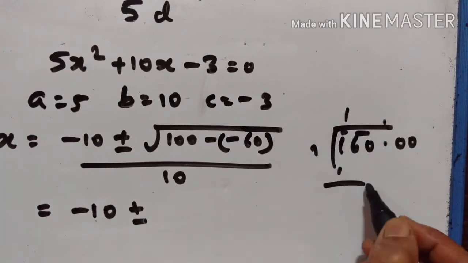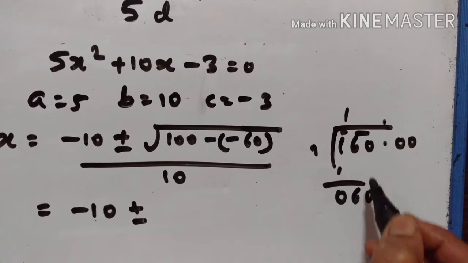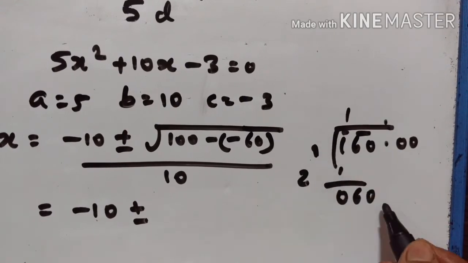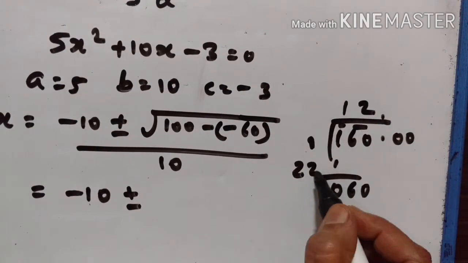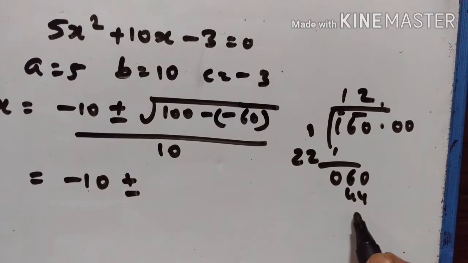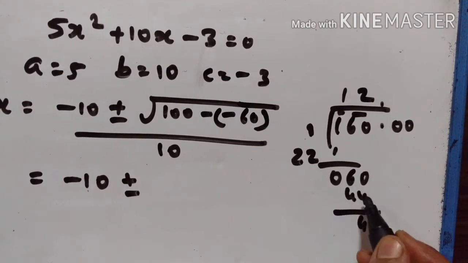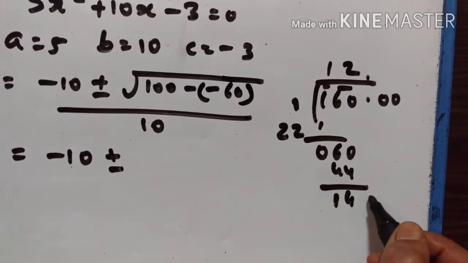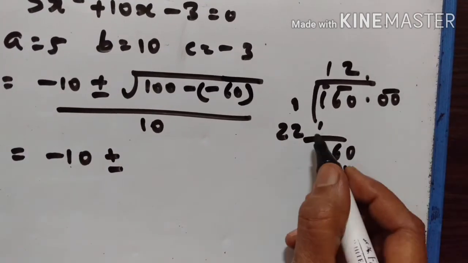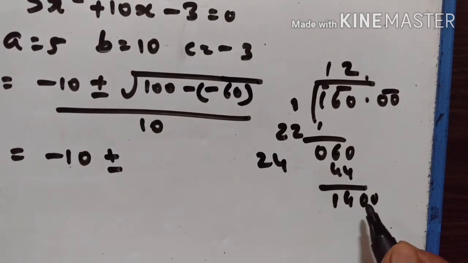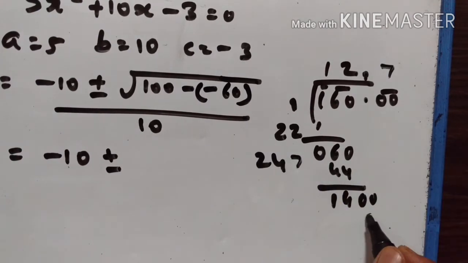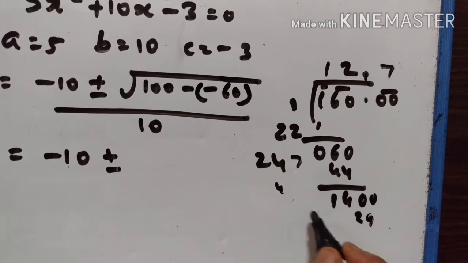So 1 1s are 1, subtract, 0, bring down 60. 1 plus 1 is equal to 2, 3 will be more. So let us take 2, 2 2s is equal to 44. Let us take a pair of zeros. 22 plus 2 is equal to 24. Now what can we take? 7 7s are 49, this will be more.